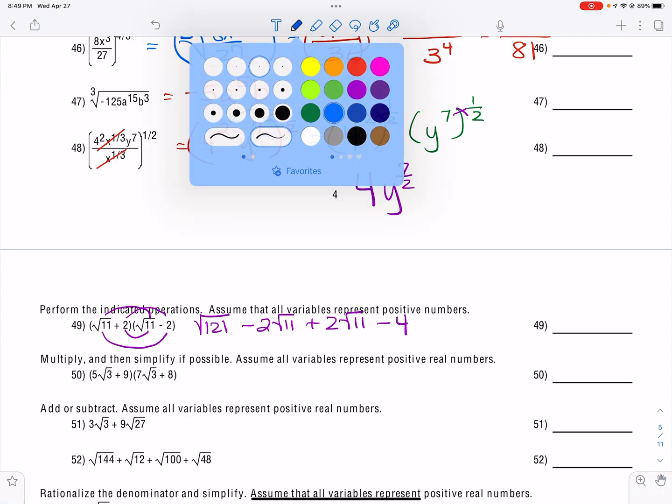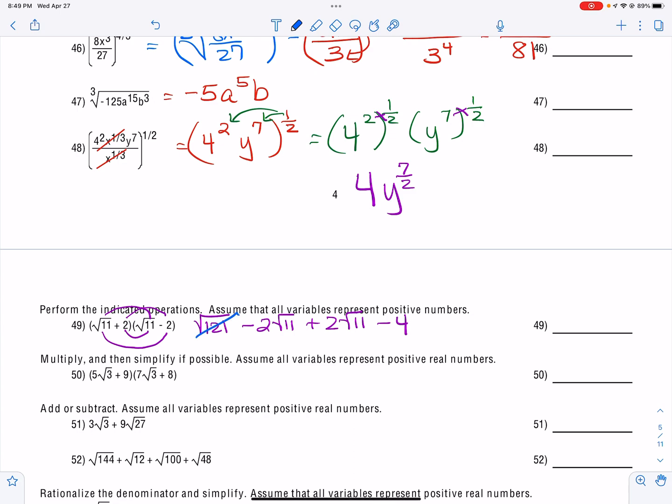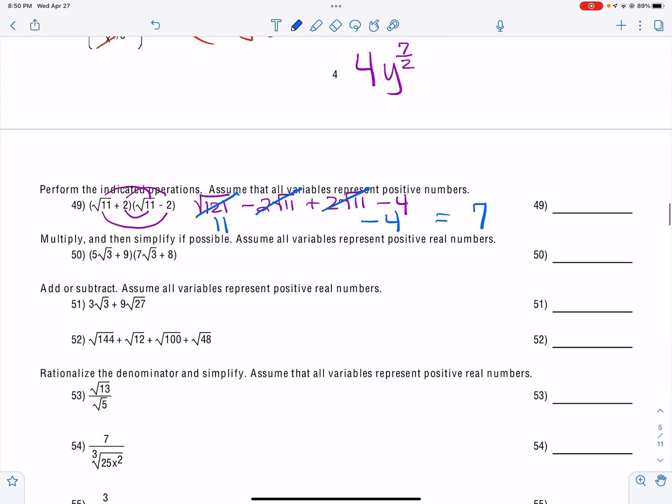And so now I simplify. The square root of 121 is 11. Negative 2 radical 11 and positive 2 radical 11 cancel each other out, and then I'm going to subtract 4. And so my final answer is 7.